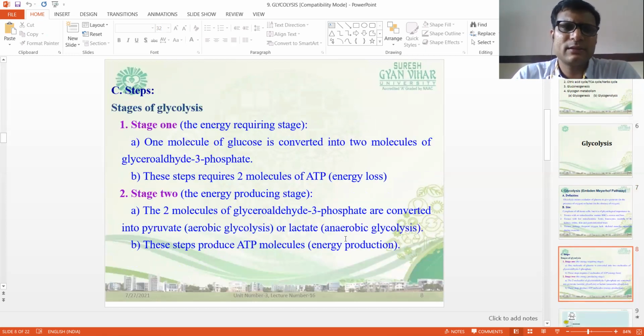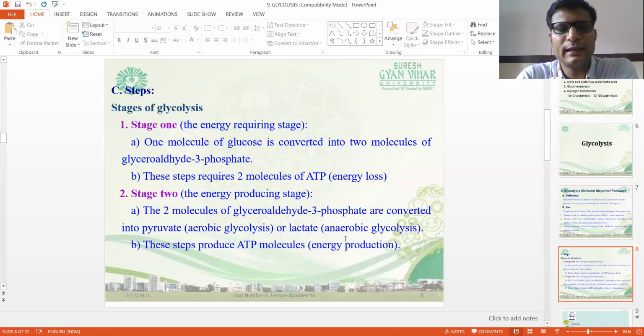Coming to the steps of glycolysis, they are generally classified into two different parts. Step one is your energy requirement. We need to give energy so that glycolysis can occur inside the cell. After that, in the second step, we get into energy production, the energy out of the cell.